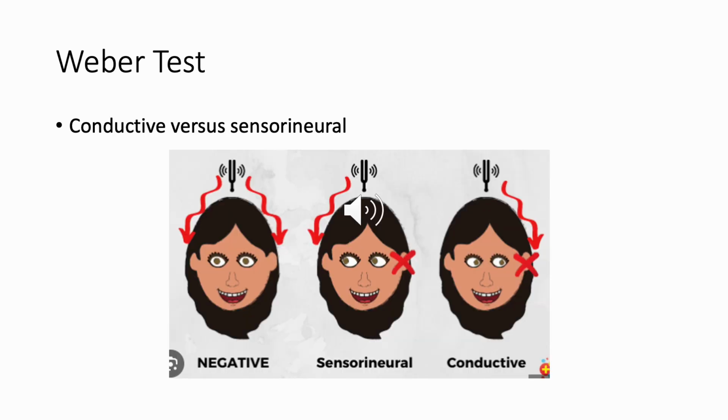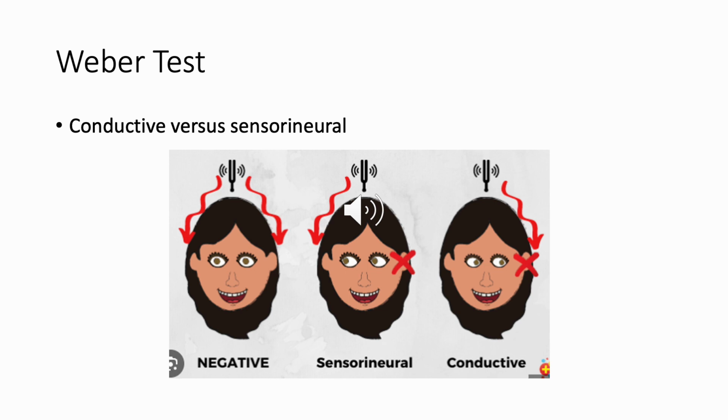Now, you're going to need to know what the Weber test is for. It's really important. It's a test to determine if hearing loss is conductive versus sensorineural. I talked in another slide about how conductive hearing loss refers to something preventing noise through the auditory canal, whereas sensorineural hearing loss is due to damage to cranial nerve 8.